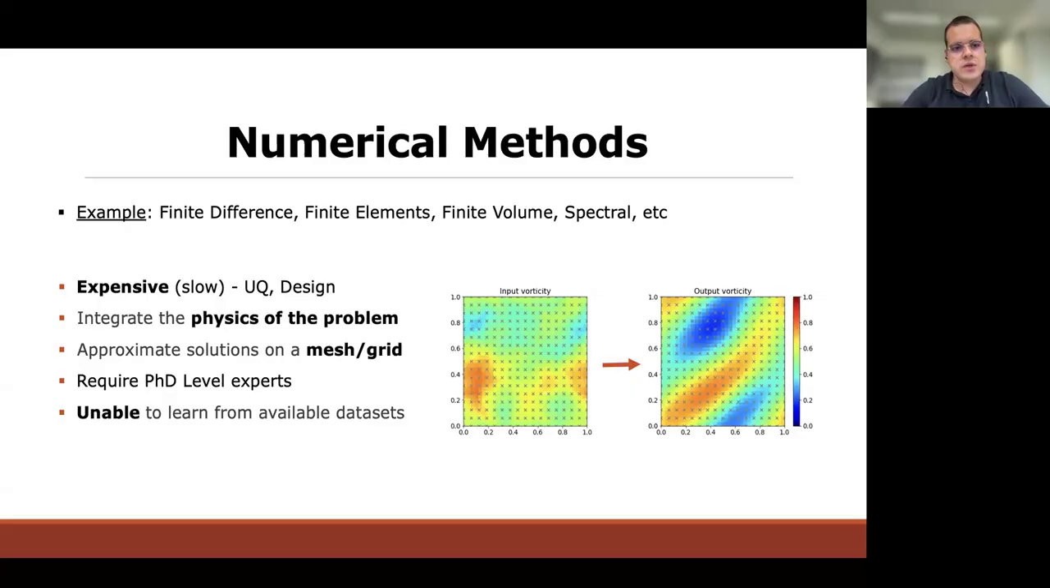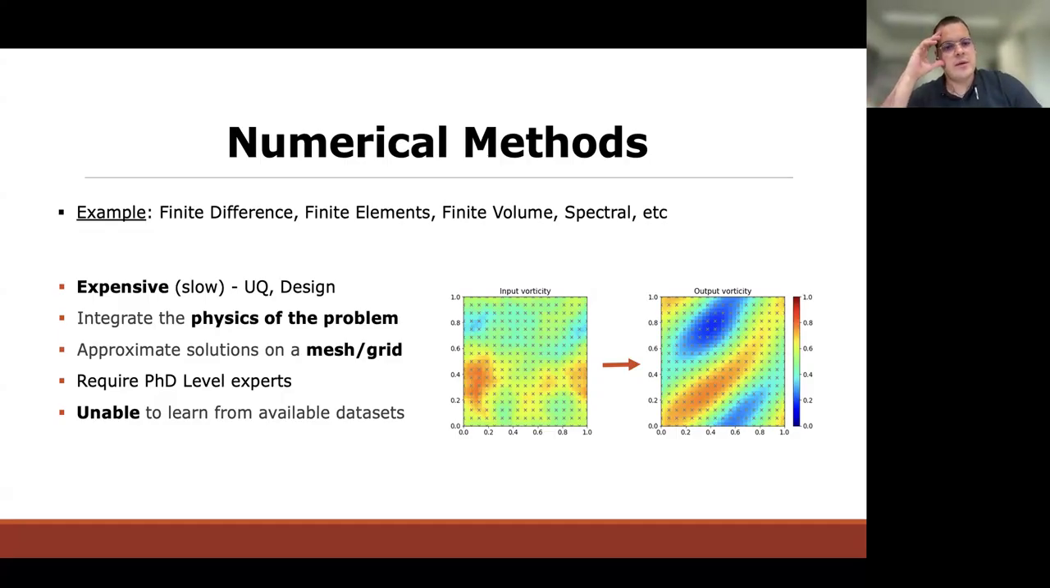Also, we need to know the exact physics of the problem in order to integrate them, which means that for weather forecast, for instance, or other real problems in nature where we don't know the exact physics, we have to first model nature itself with some realistic or unrealistic models, and then integrate the physics using the numerical methods. They also approximate the solution on a mesh or a grid.